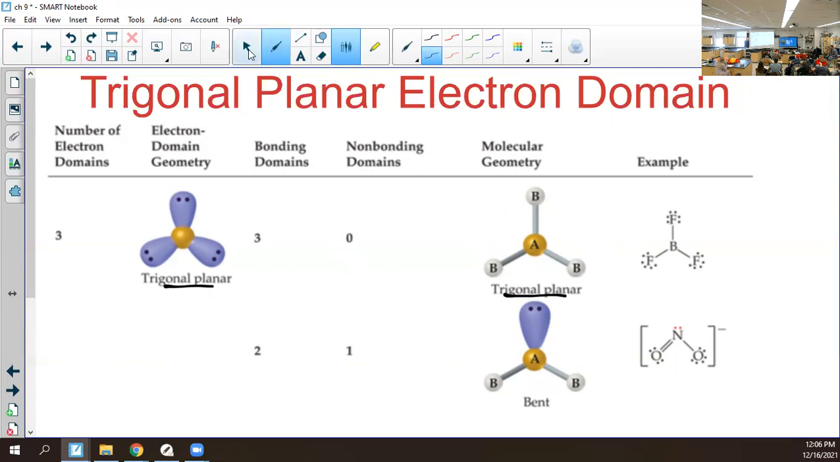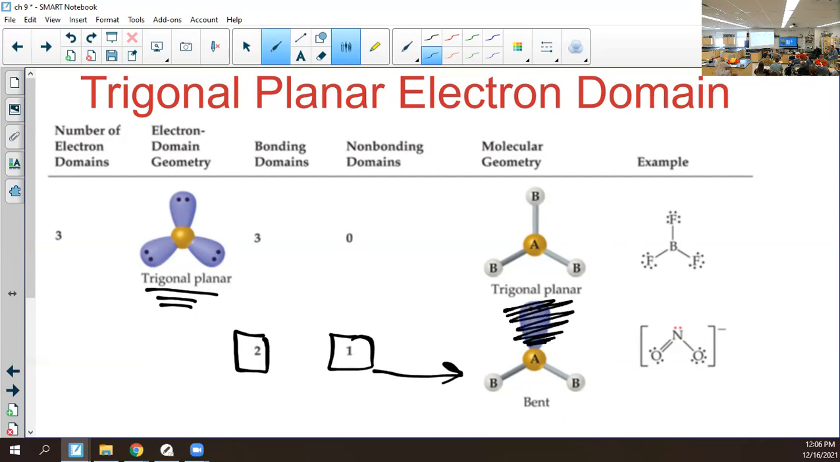Okay, now this is what we just did a second ago, right? If we have trigonal planar, but 2 are bonding and 1 is non-bonding, we end up with a structure that is bent. And when we draw the molecular geometry, this piece wouldn't be there. It would just look like B, A, and B.